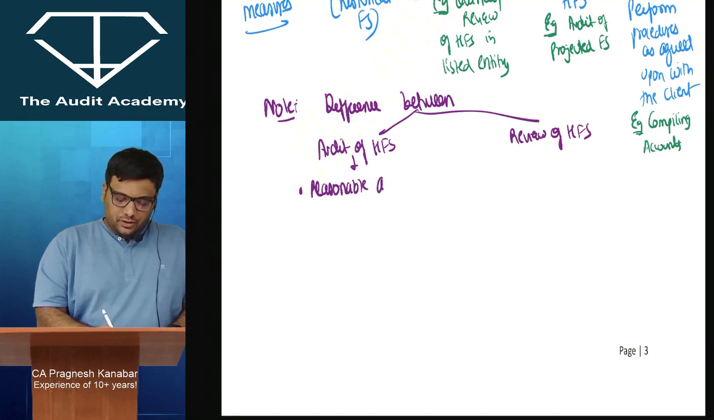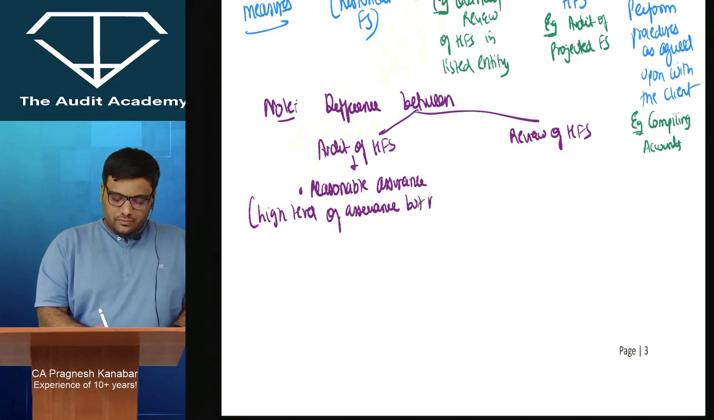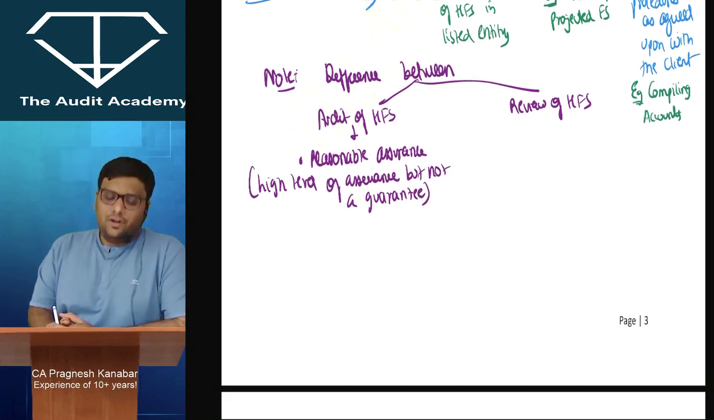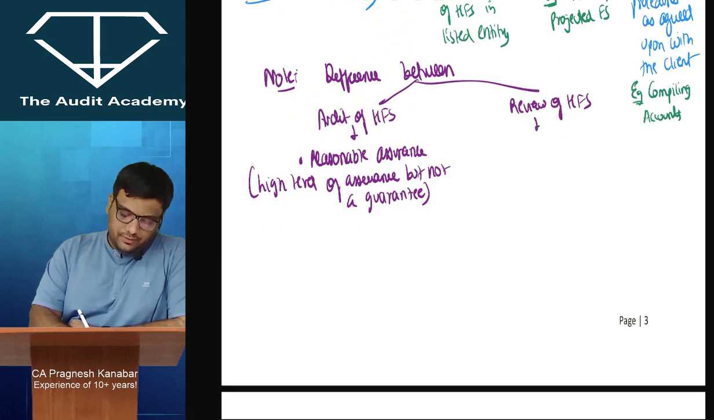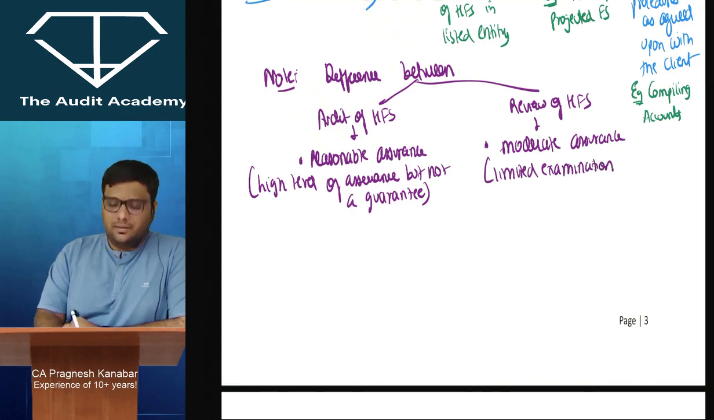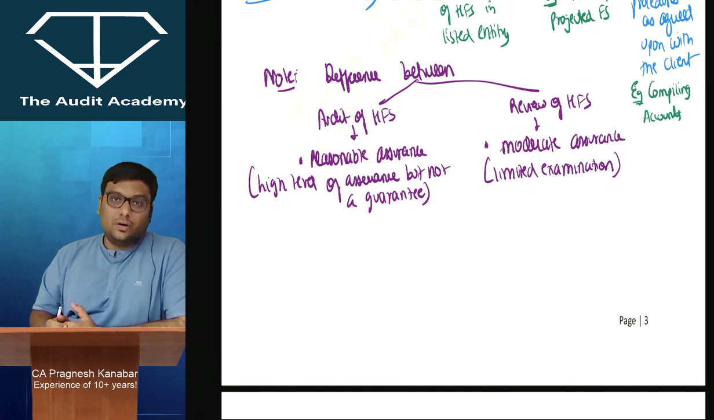it is a reasonable assurance activity. Again, reasonable assurance is a high level of assurance but not a guarantee. When I talk about review of historical financial statements, it is a moderate assurance, limited examination. Obviously it is lower than audit.